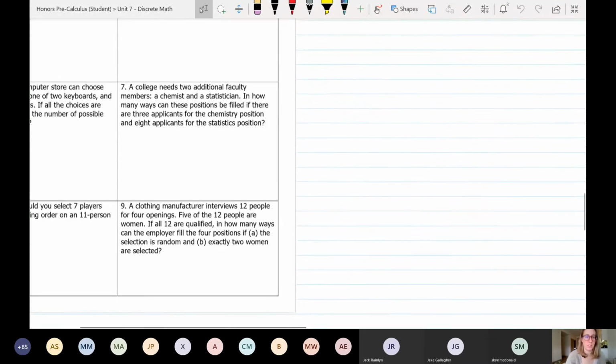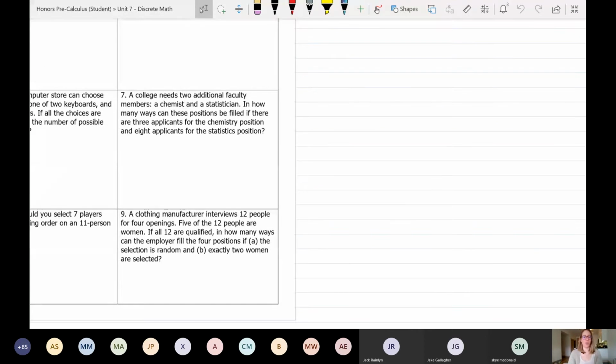So number 7, a college needs 2 additional faculty members, a chemist and a statistician. In how many ways can these positions be filled if there are 3 applicants for chemistry and 8 applicants for statistics? Okay, so this one's kind of a mix.